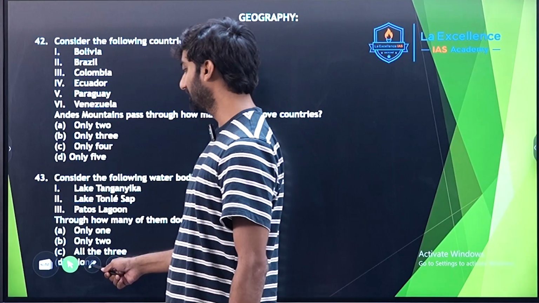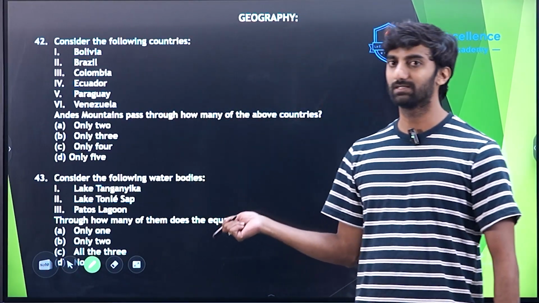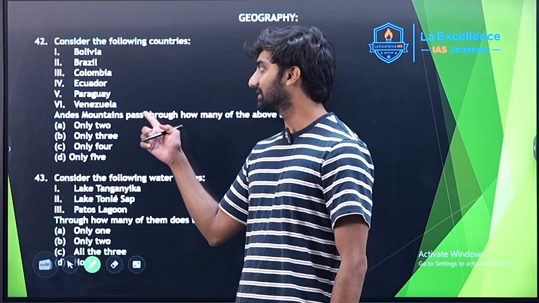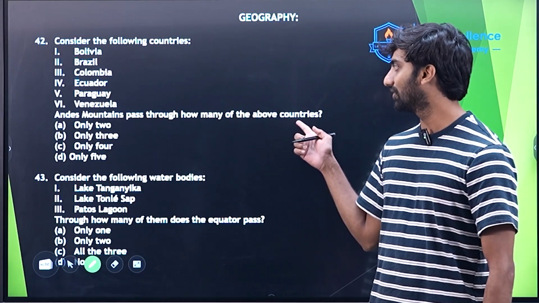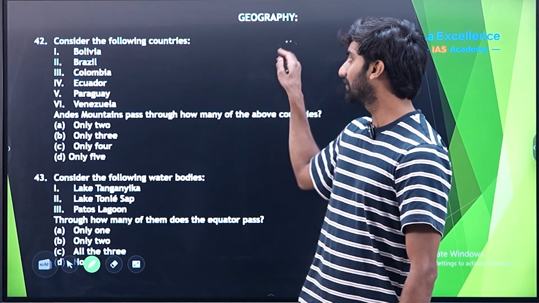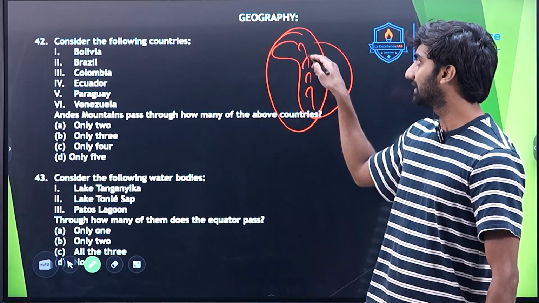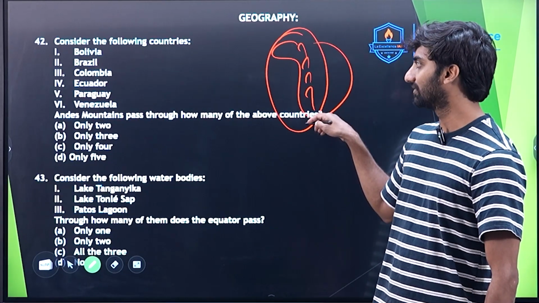So this is set B. In set B, we are discussing questions starting from 42 which are part of geography. So first question, following statements. Andes Mountains pass through how many of the above countries? So we know Andes Mountains are part of South America. East coast of South America related countries should be part of Andes Mountains.